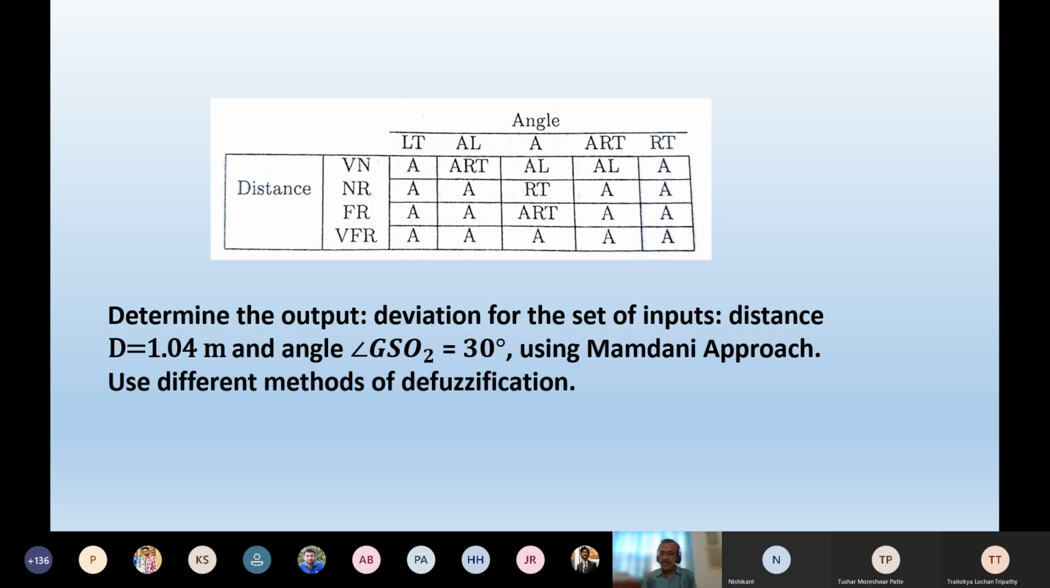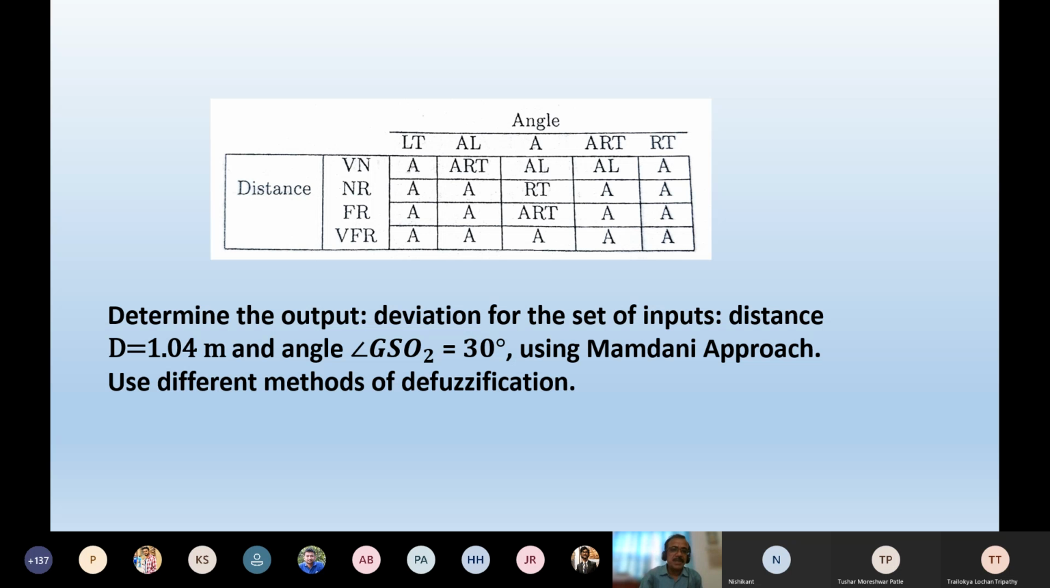But remember, this particular rule base may not be optimal in any sense. So I'll have to use one optimizer, say genetic algorithm or any other optimizer, to identify the optimal rules with the help of your training scenarios. Are you getting my point? So we can optimize it further. But for the time being, I'll show you, based on this manual rule base, how to determine mathematically the output corresponding to a set of inputs.